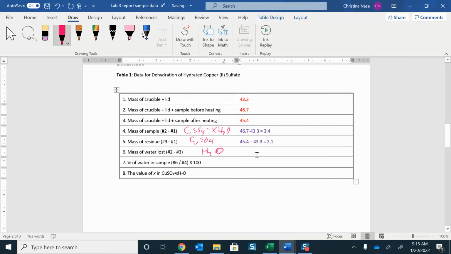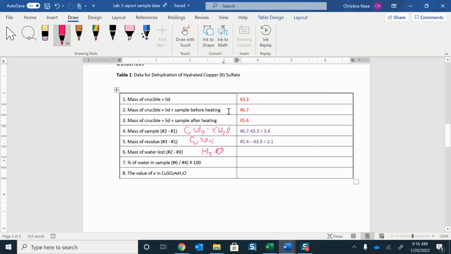All right, does that kind of make sense? I'm going to take the 2 and 3. So it's the crucible and the lid before heating minus the crucible and the lid. Okay, so that's just going to give me the whole sample with the water. And then after I heat it up, I'm going to take the crucible and the lid after heating minus the crucible and the lid, and I should just have the copper sulfate left in there. Great. And then to find the water, there's a bunch of different ways actually.